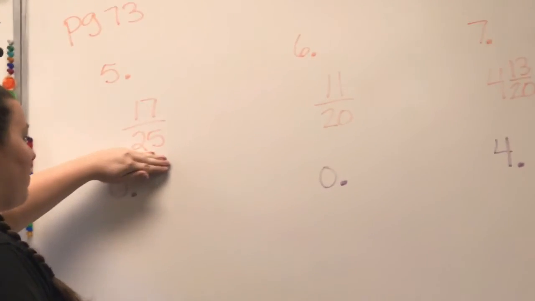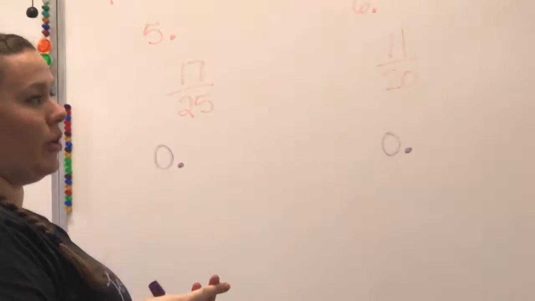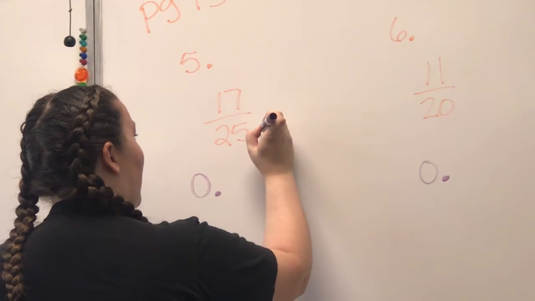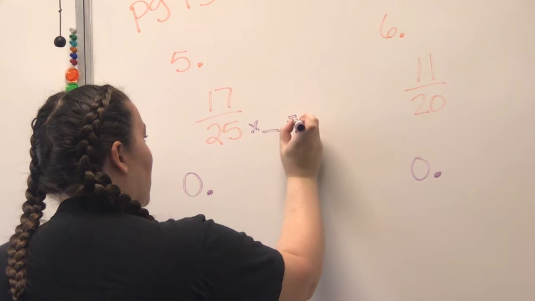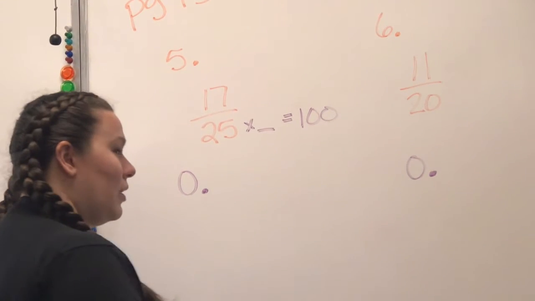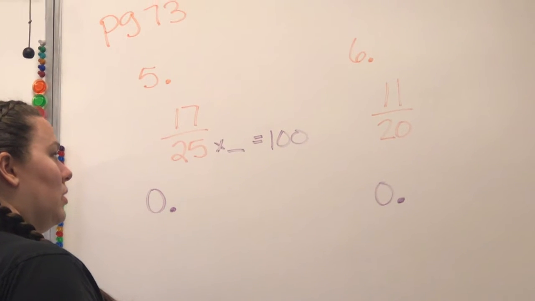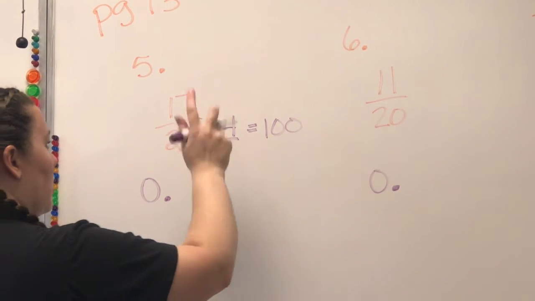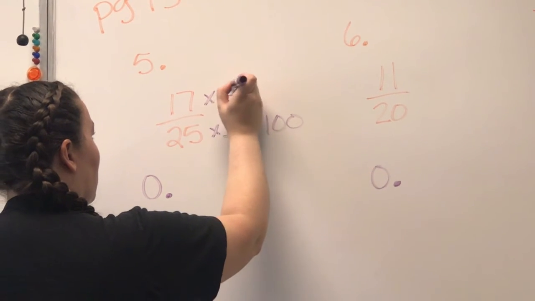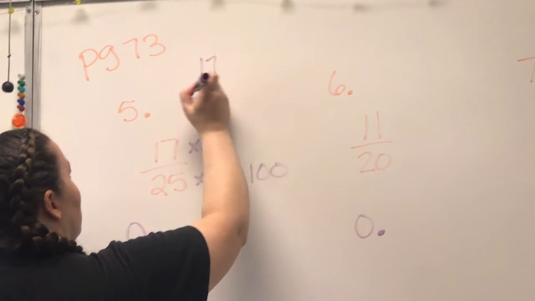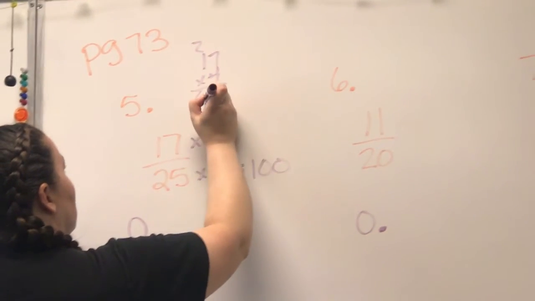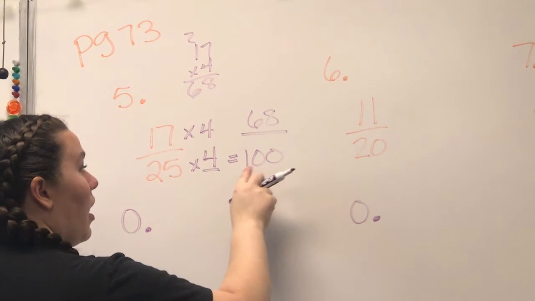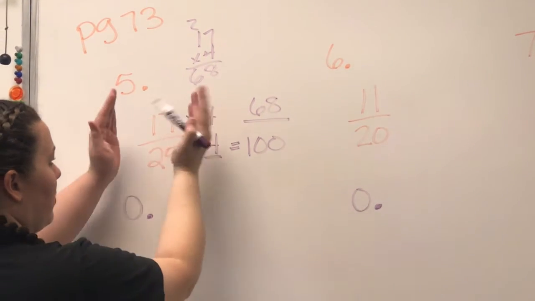So how can I turn 25 into a 10, 100, or 1,000? This is where you have to know your math facts. I know that 25 times something equals 100. Give you a second to figure that out. My answer will be 4. Anything you do to the bottom, you also have to do to the top. I'm going to go 17 times 4. And I'm going to say 68 hundredths. Remember, we're not reducing because we already had the reduced one.